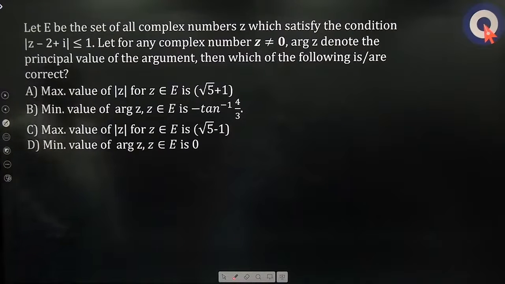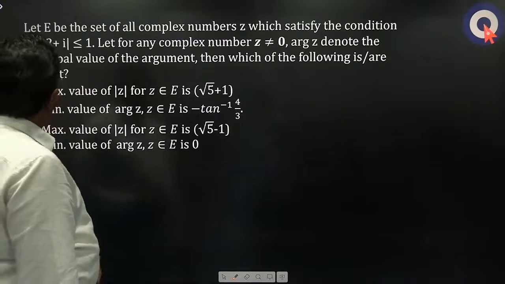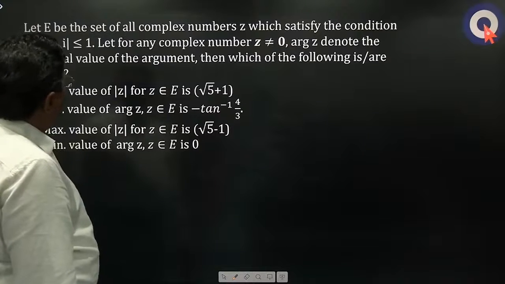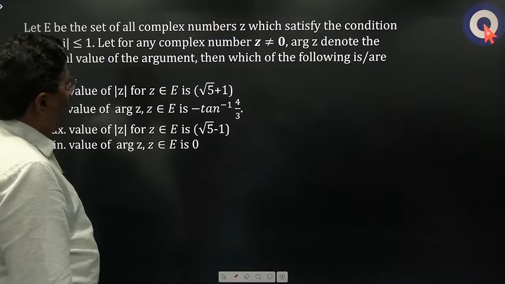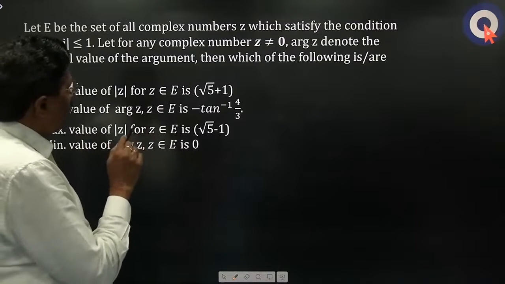Let E be the set of all complex numbers Z which satisfy the condition mod of Z minus 2 plus I less than or equal to 1. Let for any complex number Z not equal to 0, arg Z denote the principal value of the argument. Then which of the following is or are correct?